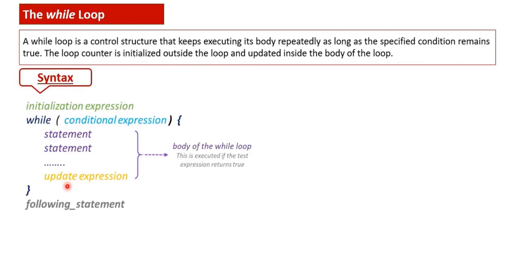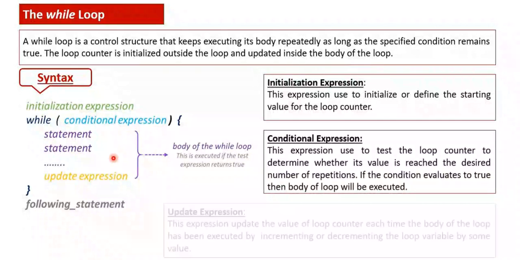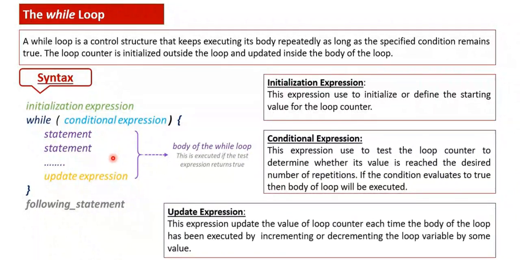Okay, so it contains all the similar expressions that we discussed in the previous session, that is initialization, condition, as well as update expression. But the difference is the initialization expression is executed before the loop, or outside the loop. Within while, that means in the while statement, the conditional expression is tested and the update expression is executed inside the body of the while loop.